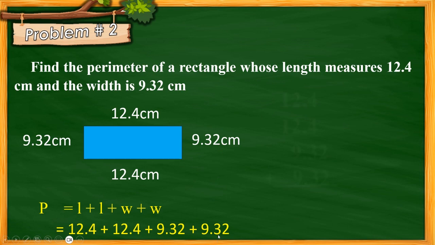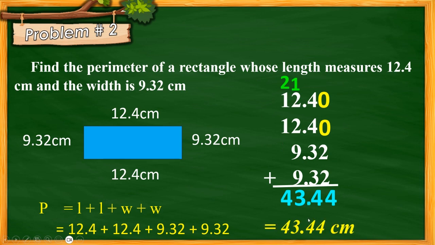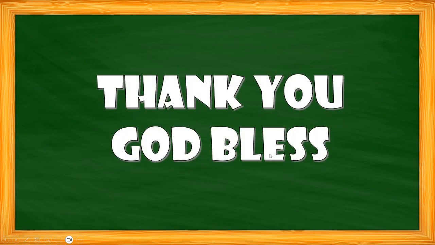So let's align this one in column, and then make the four numbers have the same number of place values by adding 0. So let's add 2 plus 2 plus 0 plus 0, the answer is 4. 3 plus 3 plus 4 plus 4, the answer is 14. Regroup 1, and then 9 plus 9, 18 plus 2 plus 2 plus 1, the answer is 23. 3, regroup 2, and then 2 plus 1 plus 1, the answer is 4. Then affix the decimal point. Therefore, the perimeter of the rectangle is equivalent to 43.44 cm.